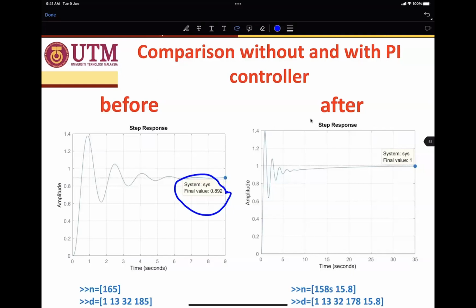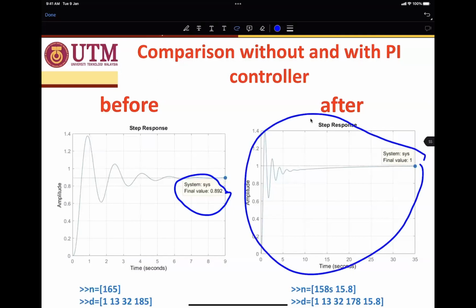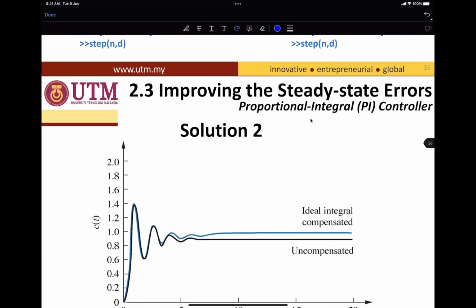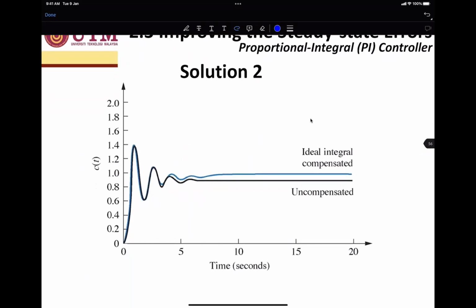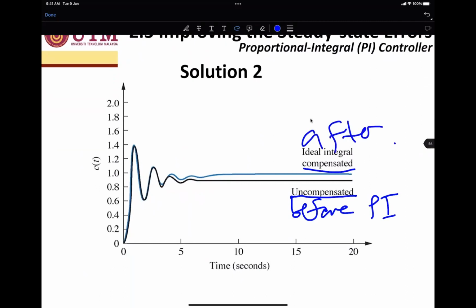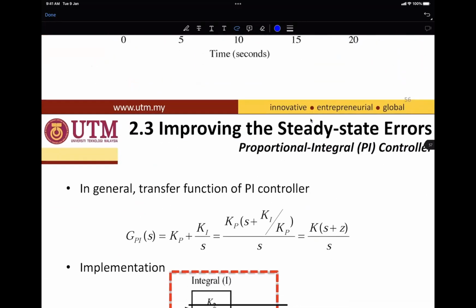As shown here, you can see that we have a solution, where the black one is the uncompensated and the blue one is the compensated. Usually we call it, this one is before PI, and this one is after PI. So that is the impact of a PI controller: reduce the steady state error to 0.